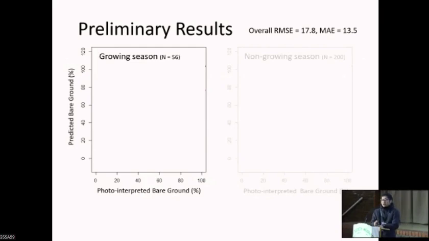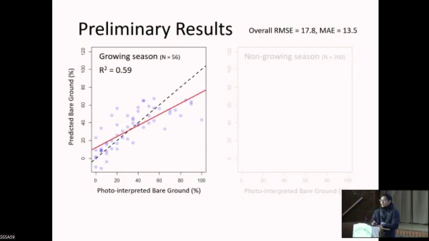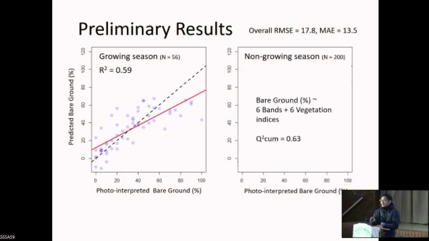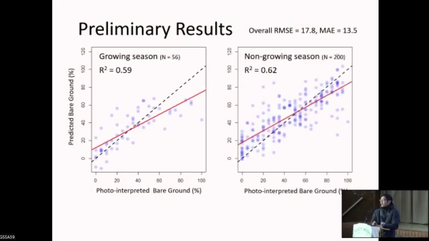The x-axis shows the observation from photos, and the y-axis is the prediction. The selected model has 5 bands and 9 vegetation indices. This dotted line is the 1-to-1 line, and the red line is the regression line. Similarly for the non-growing season, the model performance is like this.